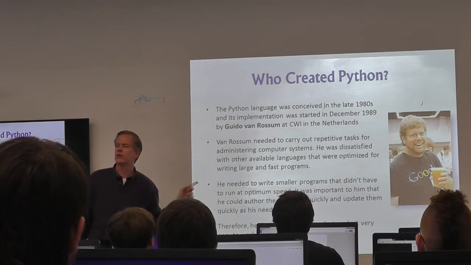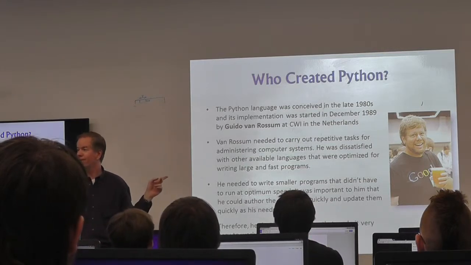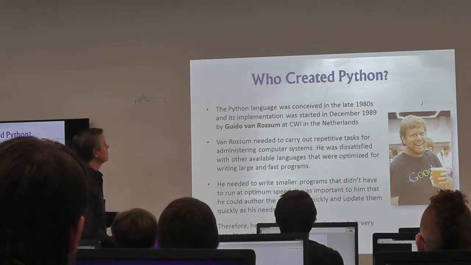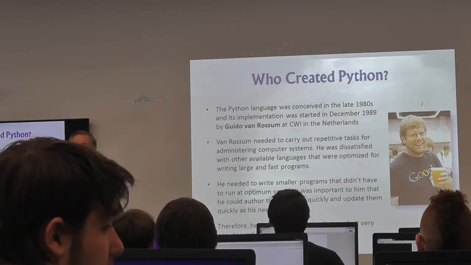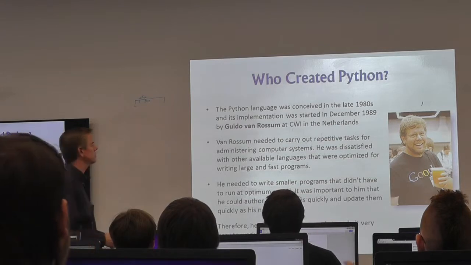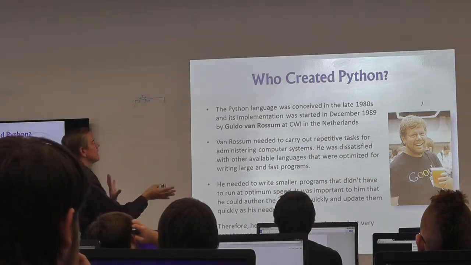So who created Python? This is the dude who created Python. You know it's got to be a good language, right? His name was Guido van Rossum, and he's still alive. He's still doing fine. Not like some old person or something like that. He created it in the late 1980s.